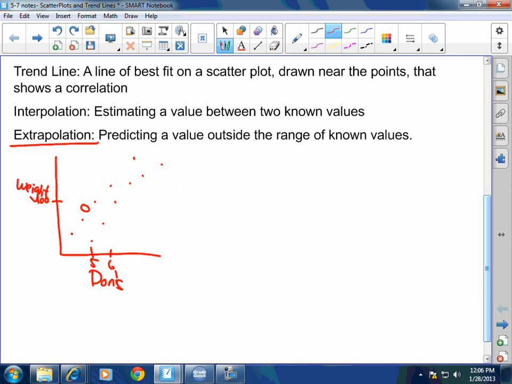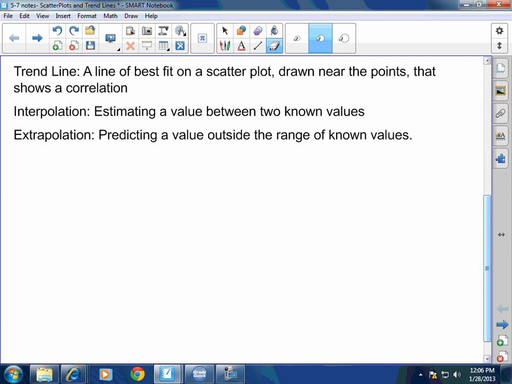Extrapolation is predicting a value outside of the range of known values. Okay, what are you going to weigh when you're eating 32 donuts a day? You would have to keep graphing, and since you don't have enough information to keep graphing, that's where your line of best fit or your trend line comes into play. So again, with interpolation, you look at the graph that they give you, and you can estimate a value. Extrapolation is actually plugging that value into an equation that you created and finding an estimate.